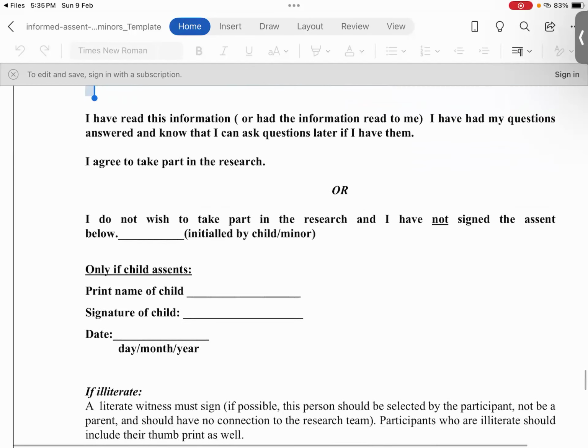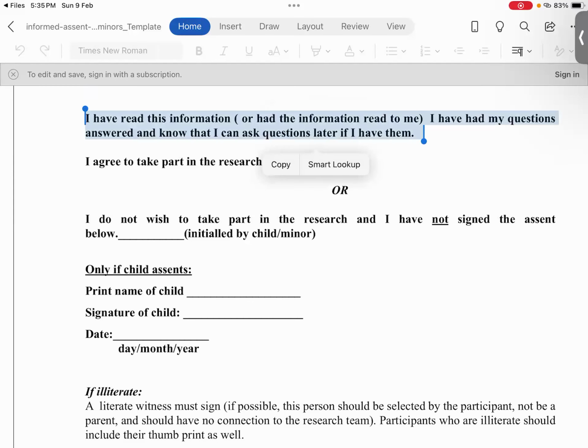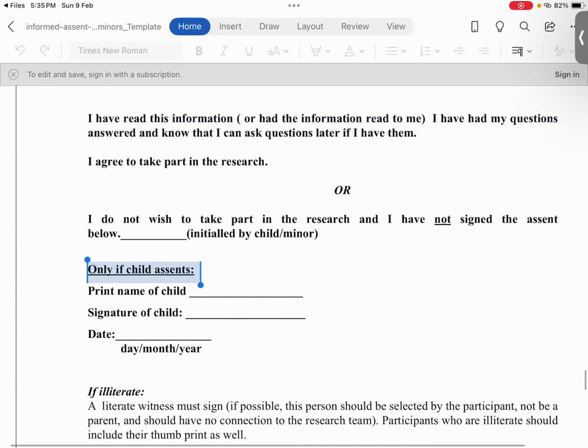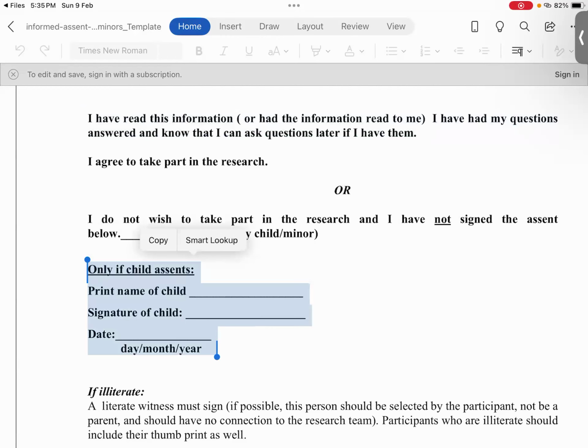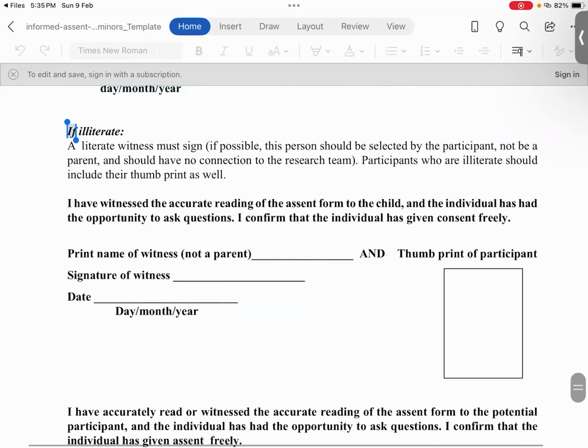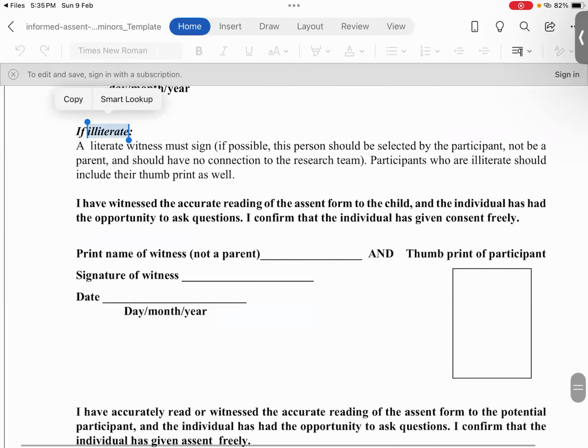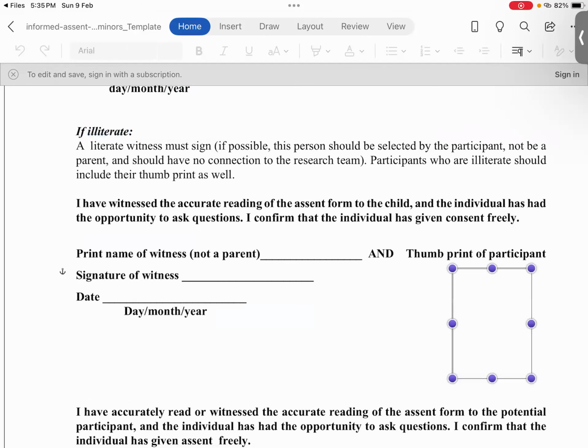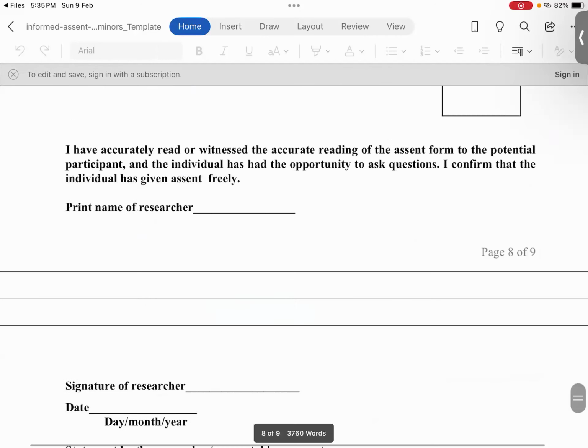So here you see, they state that this information has been read to me or I read it. So here is a child who is going to print their name. If illiterate, if they are not able to read and write, then they need an LAR. But a thumb impression will be taken. Same process as for an adult.